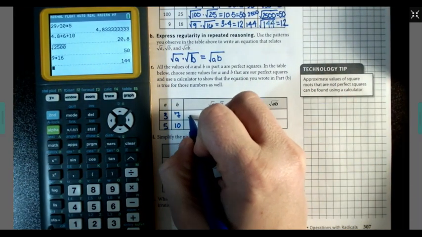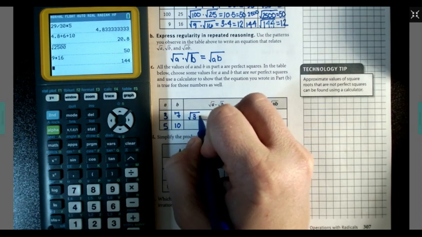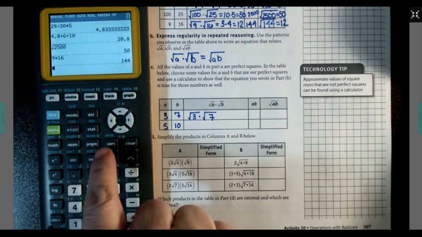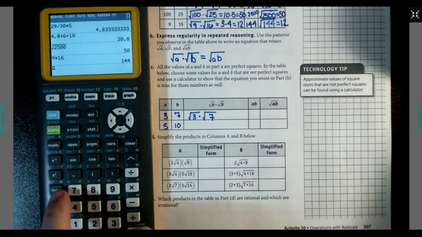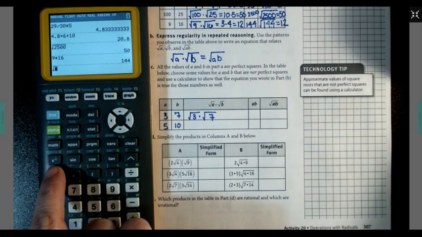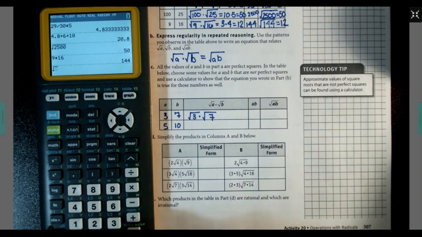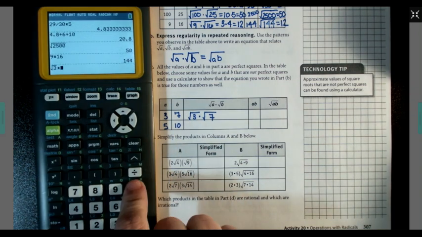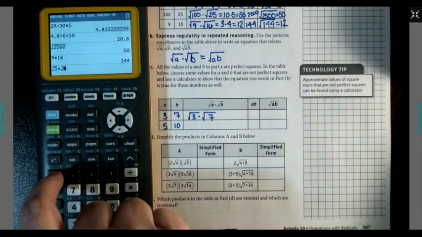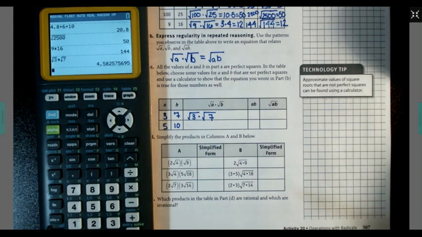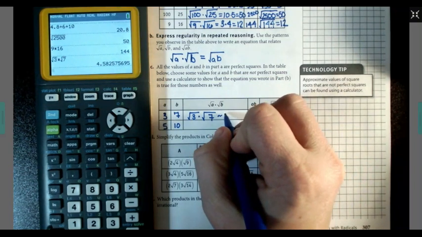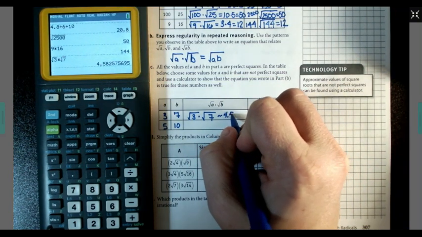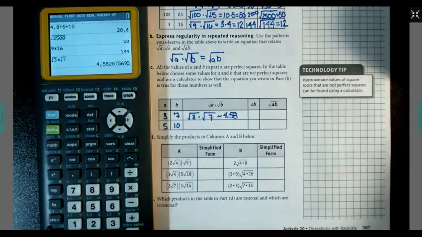So we're going to do the square root of A times B. I got the square root of 3 times the square root of 7. Whenever I type this on the calculator, I'm going to press the second key and hit the x squared key. It's going to give me that radical. We want to do the square root of 3, and multiply that by the square root of 7. That gives me approximately 4.58 and some numbers.